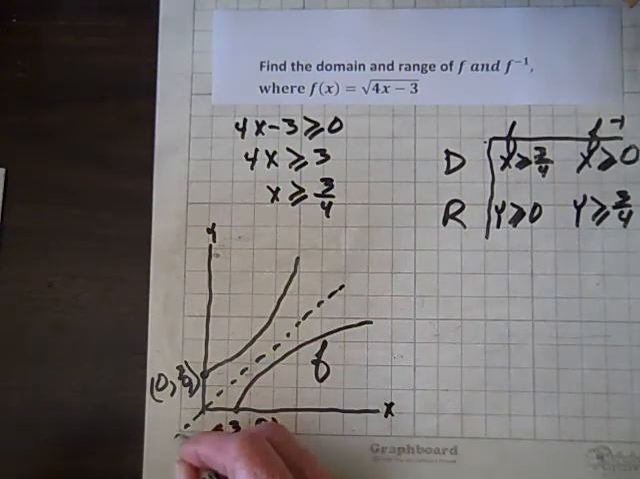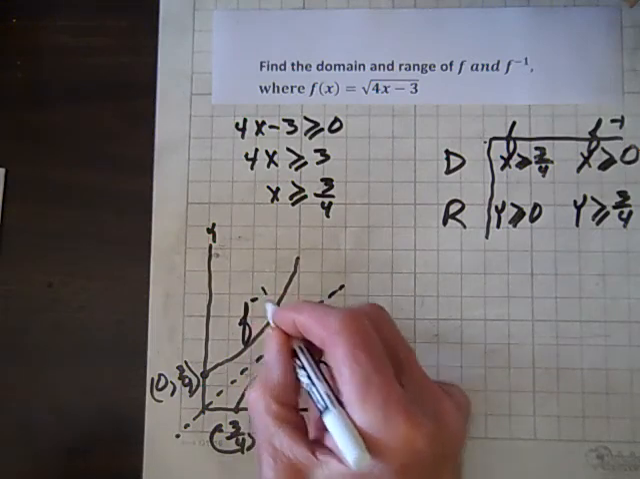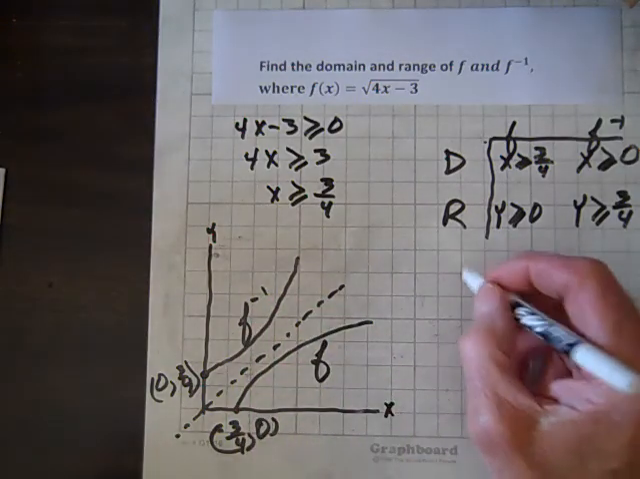And we know what the graph looks like because the function and its inverse are symmetric about the line y equals x. And we're done.